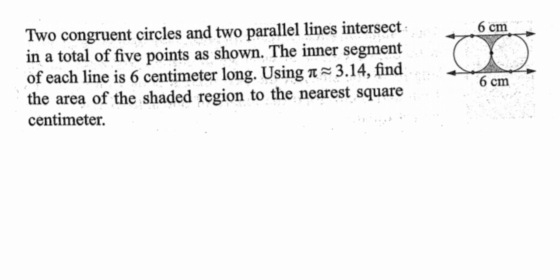Two congruent circles and two parallel lines intersect in a total of 5 points as shown. The inner segment of each line is 6 centimeters long. Find the area of the shaded region. Did you pause to think about it?